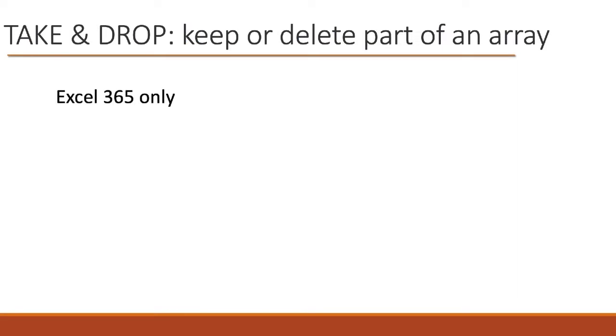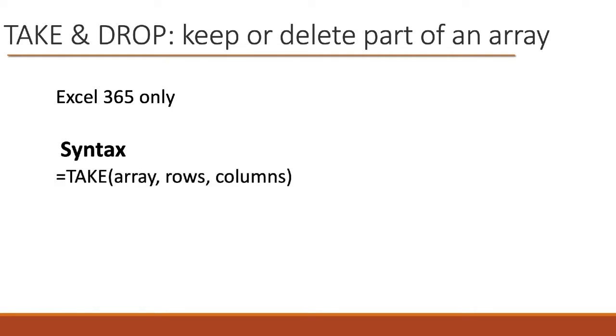As I said a moment ago, these functions both work just in the 365 editions, and the syntax for both of them is the same. It's equals take, and then there are 3 arguments. What's the array? Just saw that. What rows do you want to keep? What columns do you want to keep? And if you use the drop function, it's the same thing. The syntax is identical. So let's do a few examples.